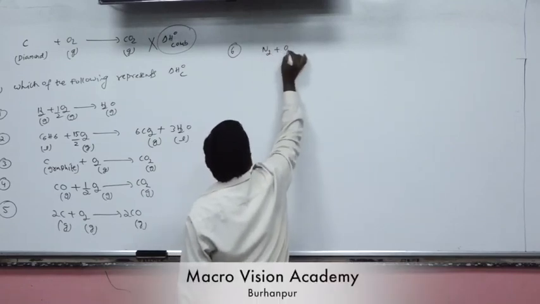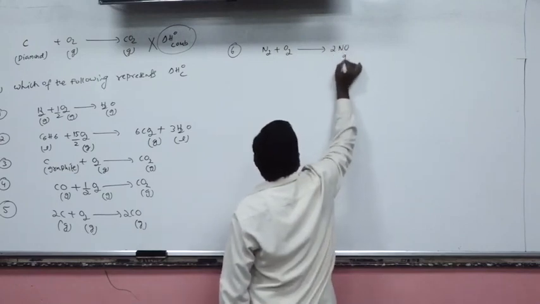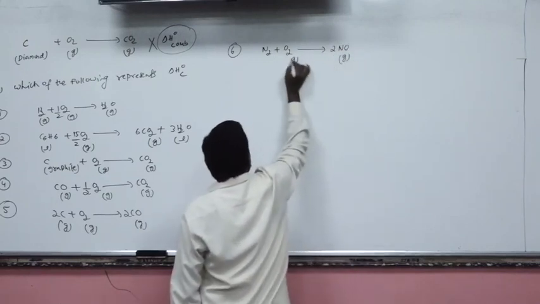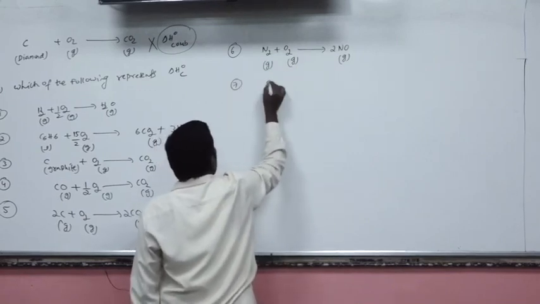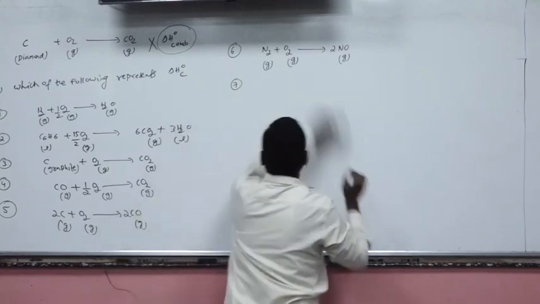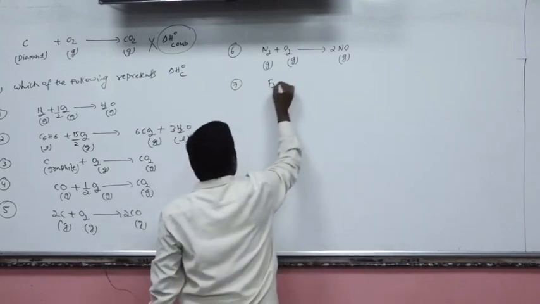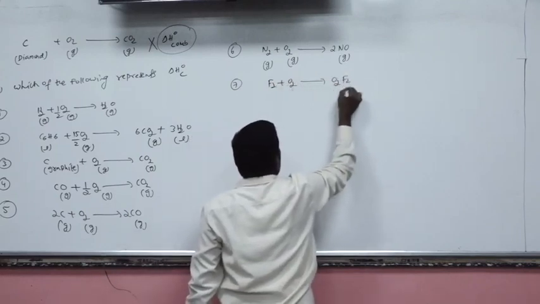N2 plus O2 gives NO. O2 plus F2 gives O2F2.